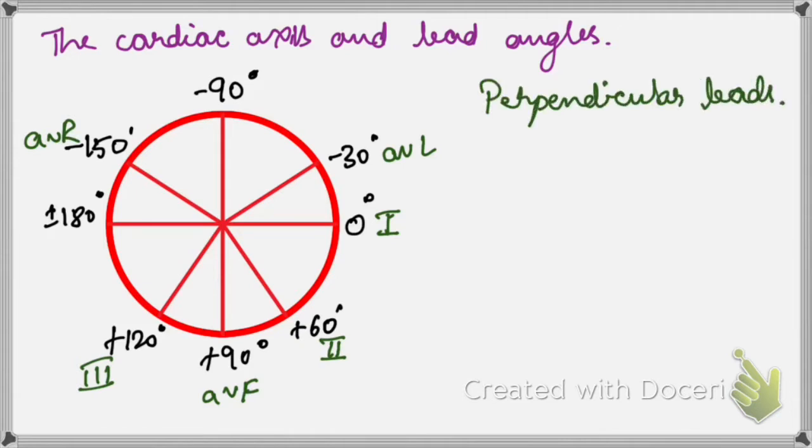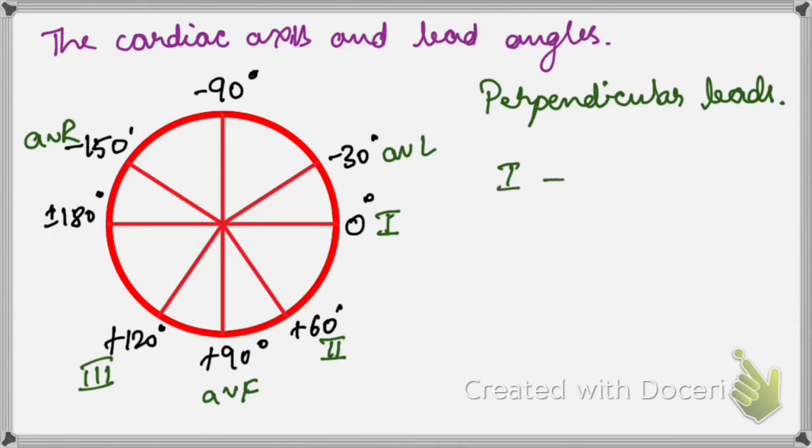So we have to know about the perpendicular leads. This diagram you all have to practice, which is very important. You just have to learn this by heart. First we should know about the perpendicular leads. In cardiac axis we take only limb leads into consideration, and we won't take any chest leads. So we have to look for the perpendicular leads first.